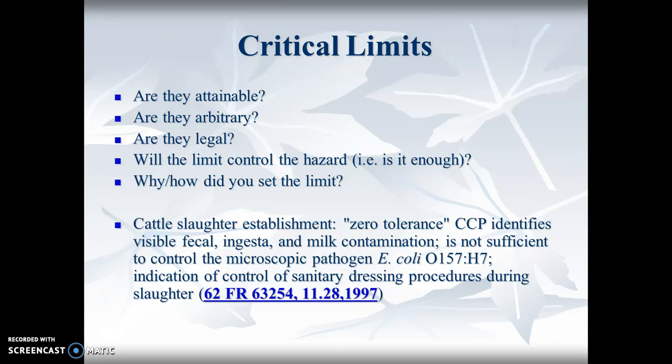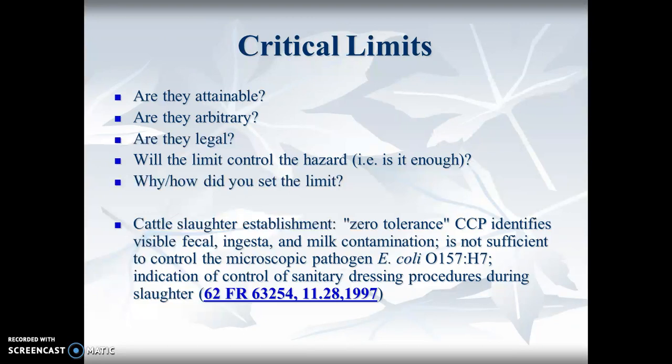Are they arbitrary? Did you come up with 35 degrees Fahrenheit? Did you come up with 137 as far as temperature for cooking? Where did you get that number from? 3/16 as far as a size for metal. Where did you get that? So is it arbitrary, or did you use science? Hey, we're going to make sure that this is cooled below 40 degrees Fahrenheit. Okay. That's not arbitrary. That's refrigeration.